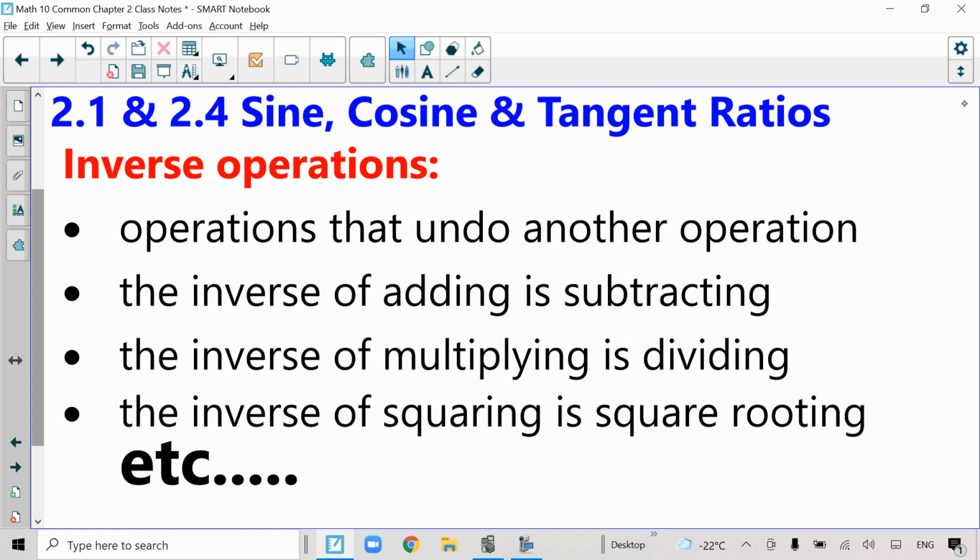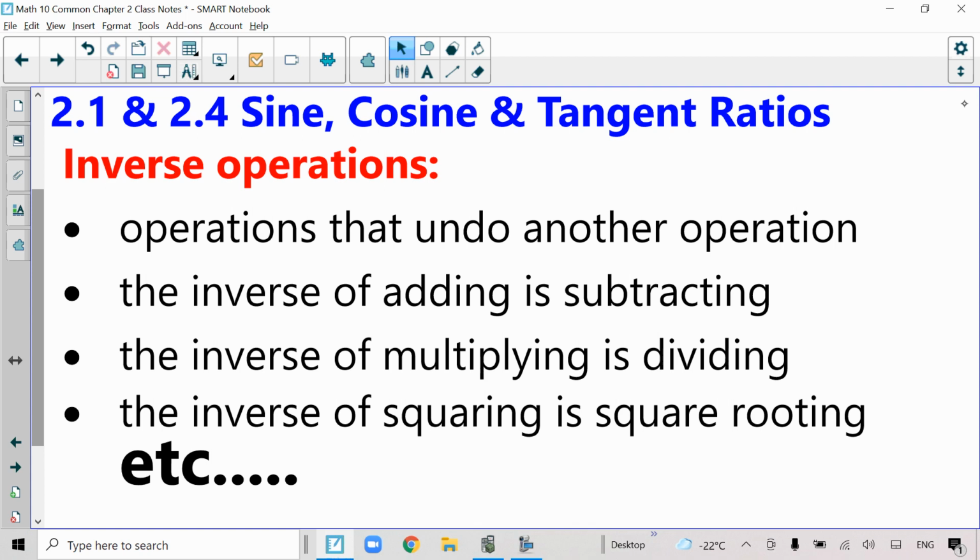You guys have been working with inverse operations for a really long time. It's any kind of operation that undoes another operation. For example, if I add 5, the inverse is subtract 5. It undoes what I just did. Or if I multiply by 3, the inverse would be divide by 3. If I square a number, to undo that, I will square root the number. So there are several examples of inverse operations.